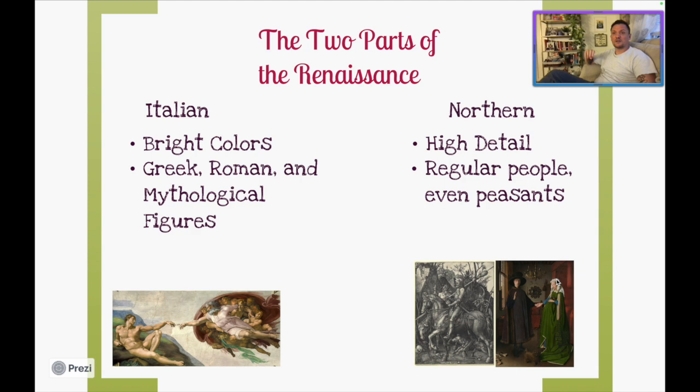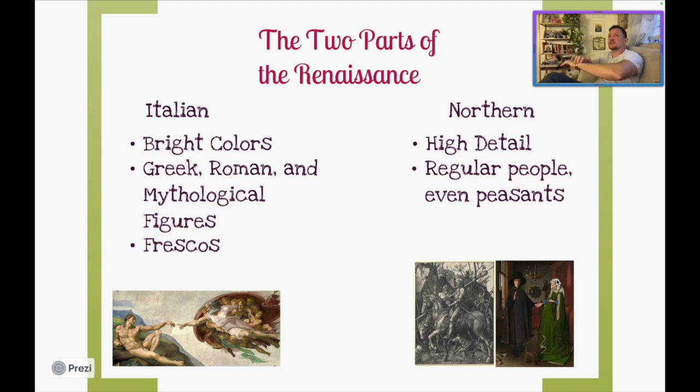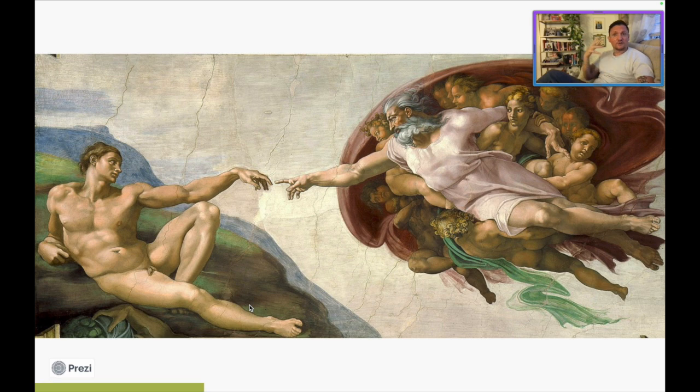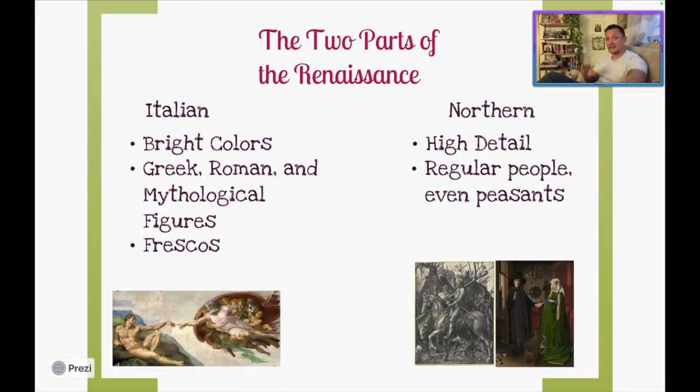There are also going to be regular people, including peasants, included in Northern artwork as well. Now, another big thing about different art styles is that there's a couple of art styles that will be almost exclusive to the Italian Renaissance, and a couple that will be almost exclusive to the Northern Renaissance. In the Italian Renaissance, you're going to see the growth of frescoes, which is the old school way of doing things that the Minoans originally invented, using wet plaster and wet paint and painting the entire image before it dries, to make a permanent artwork piece.